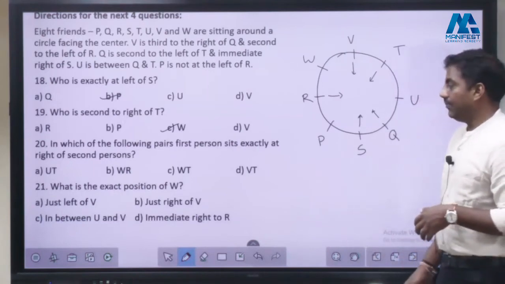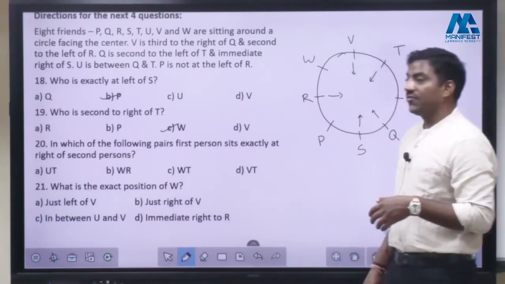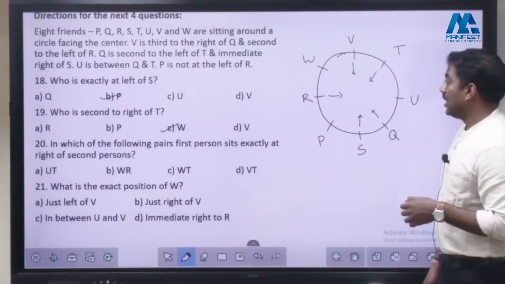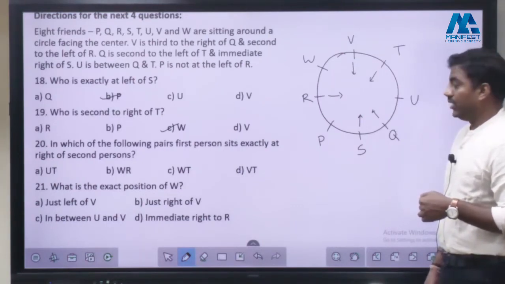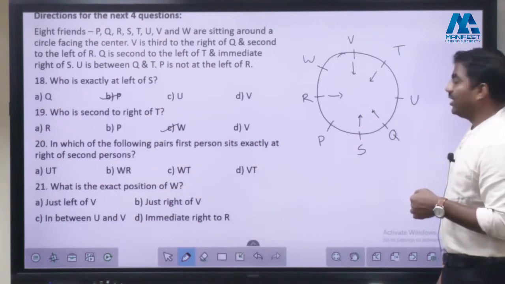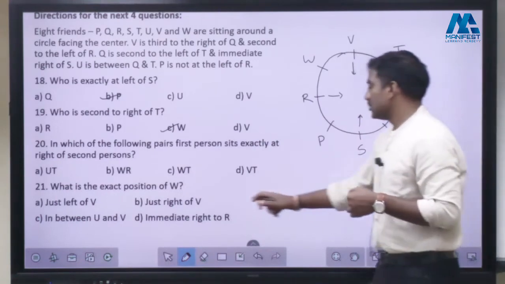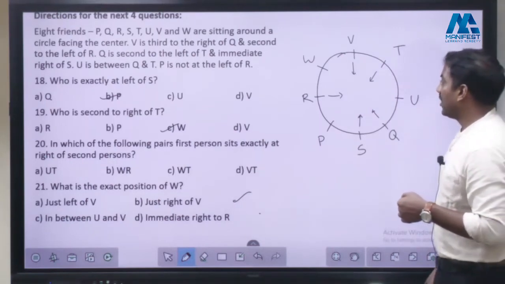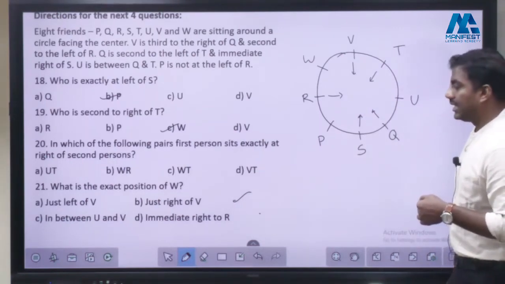So now VT. What is the exact position of W? Is he left to V? No, right to V. Just right of V? Yes. In between U and V? No. Immediate right of R? No, immediate left of R. Done?